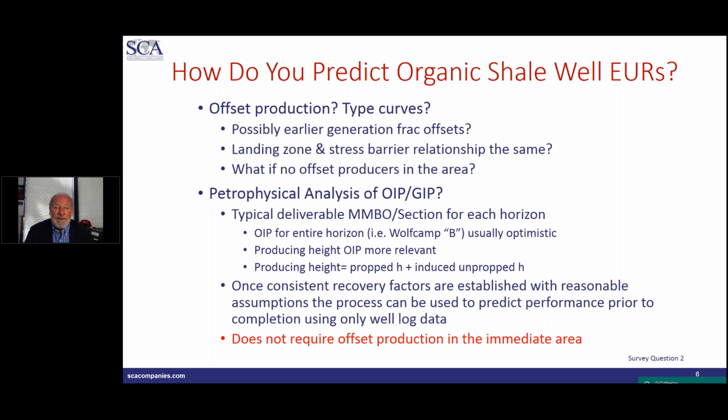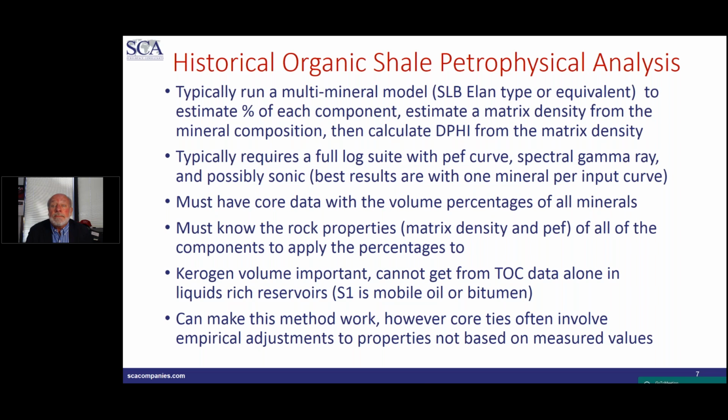And again, the big benefit is it doesn't require offset production in the immediate area. You've got to have it in the basin, but not in the immediate area. You have to have it in similar rock types in the area, but that's the only caveat on that. What have we done historically?